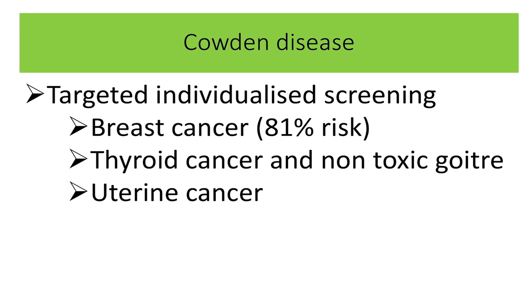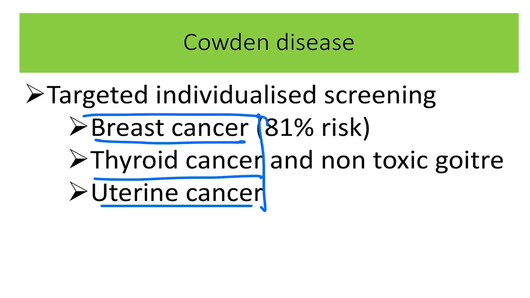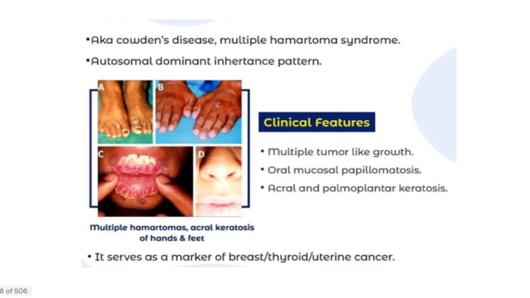In Cowden disease, targeted individual screening is needed, as it increases the risk of breast cancer, thyroid cancer, and uterine cancer. So Cowden disease is a risk factor for breast cancer, also a risk factor for thyroid cancer, and also a risk factor for uterine cancer. So in case of Cowden disease, these cancers may also develop.